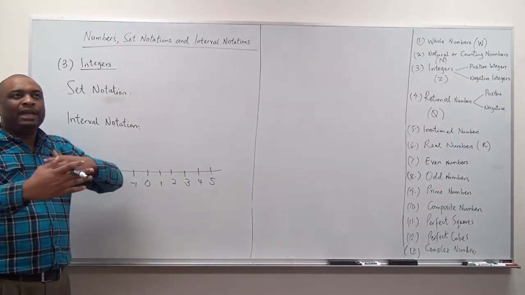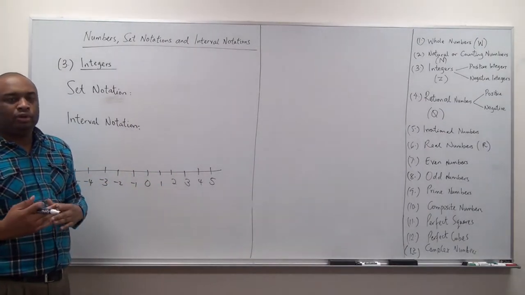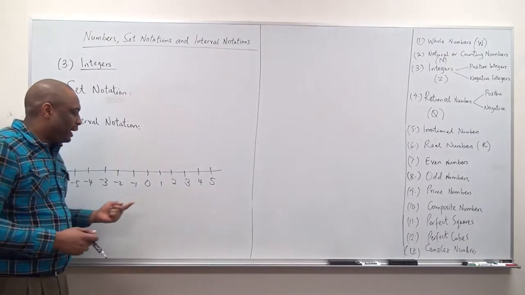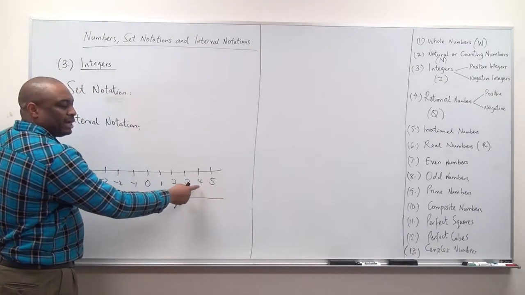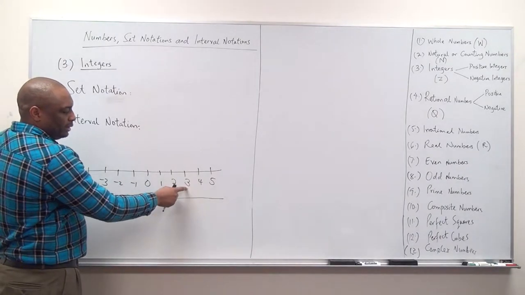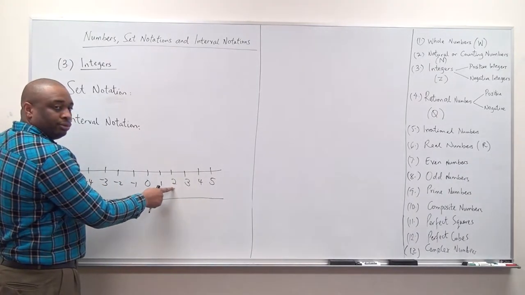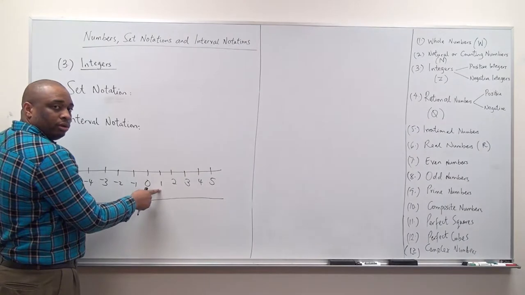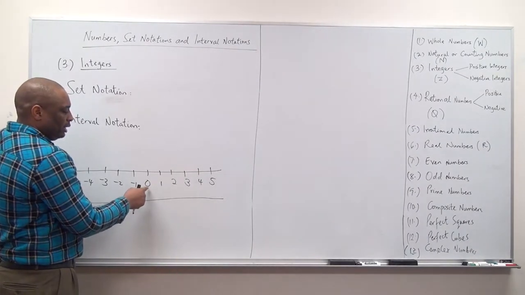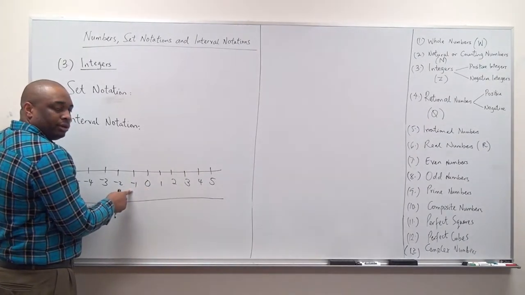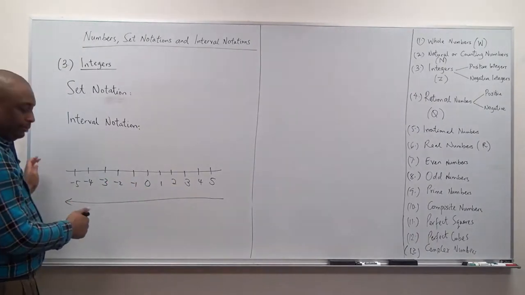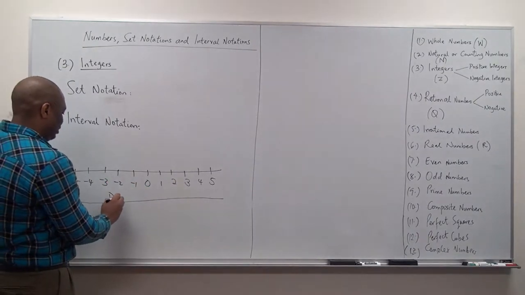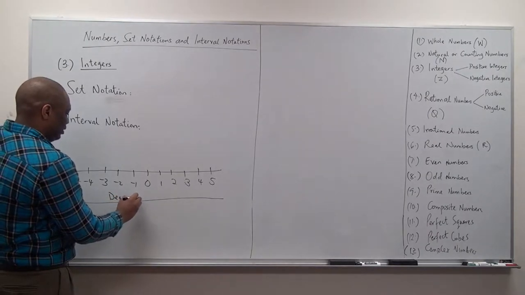Depending on the direction you want to go, if you want to go in this direction, you will see that 5 is greater than 4, 4 is greater than 3, 3 is greater than 2, 2 is greater than 1, 1 is greater than 0, 0 is greater than negative 1, negative 1 is greater than negative 2, in this direction. This is called the descending order.